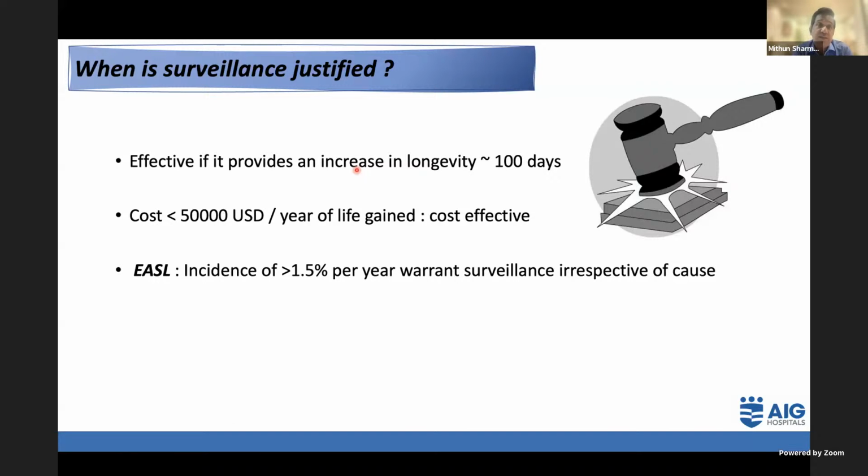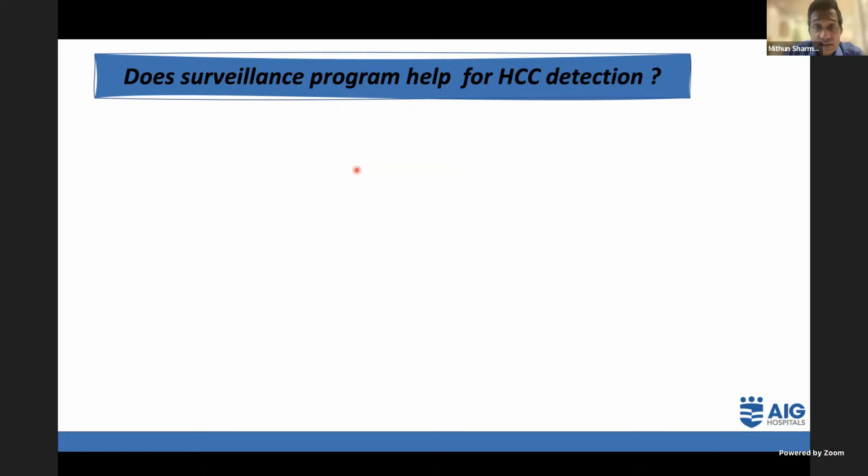How do you define surveillance? Different authorities define it in different ways. The AASLD believes it is considered effective if it provides an increase in longevity of at least 100 days, or if the cost is less than 50,000 US dollars per year of life gained. Whereas the European Association for the Study of the Liver describes it as an incidence of greater than 1.5% per year. Any disease with this incidence warrants surveillance irrespective of the cause, the cost, or the increase in longevity. So HCC fits into all these definitions, and that's why surveillance of HCC is being done.